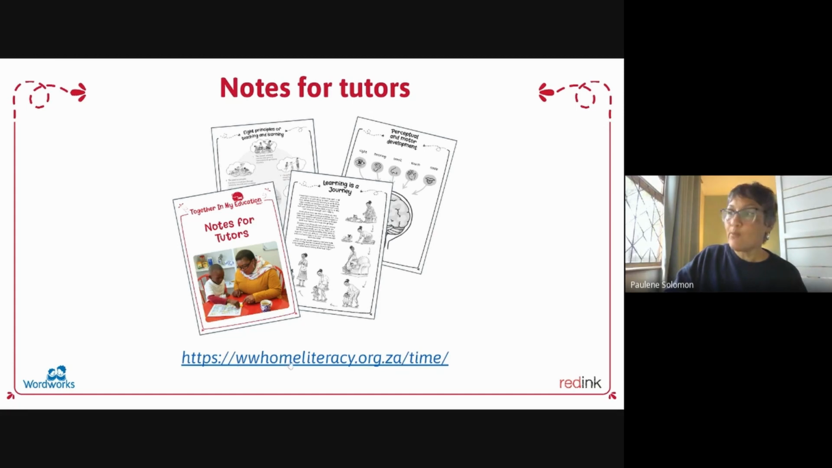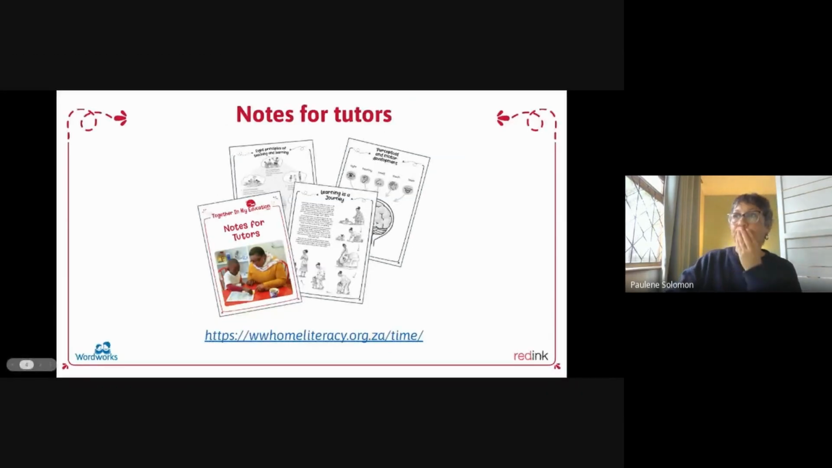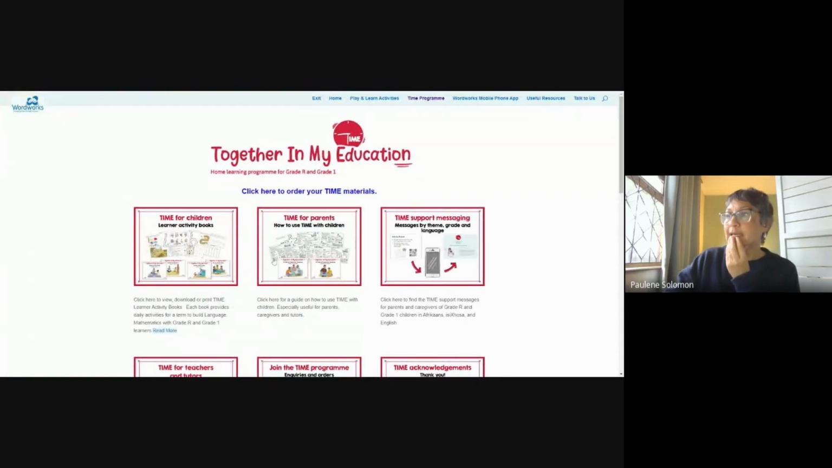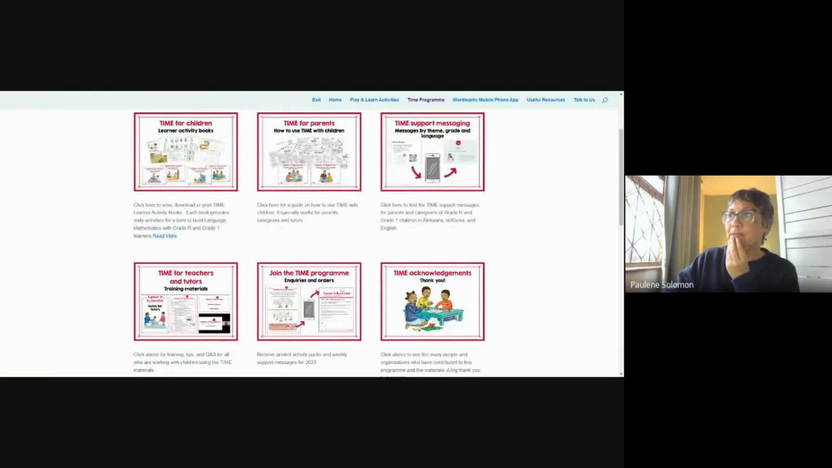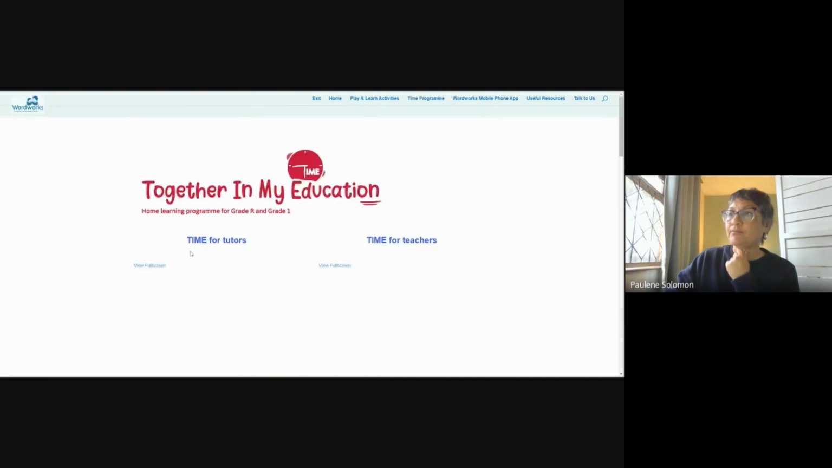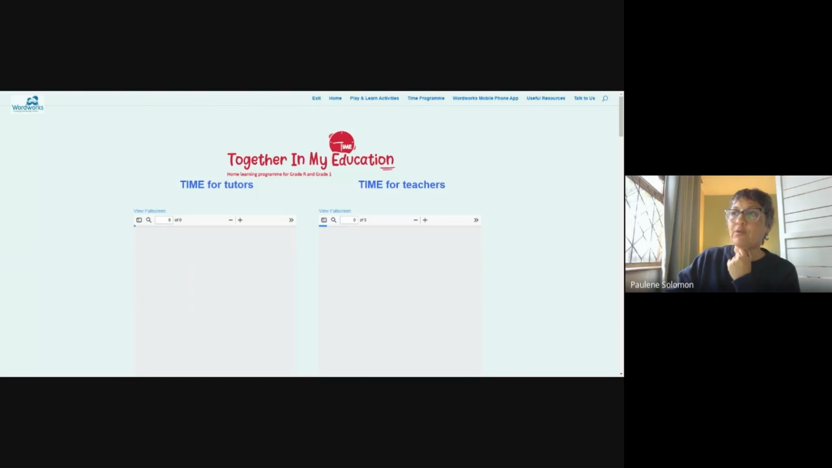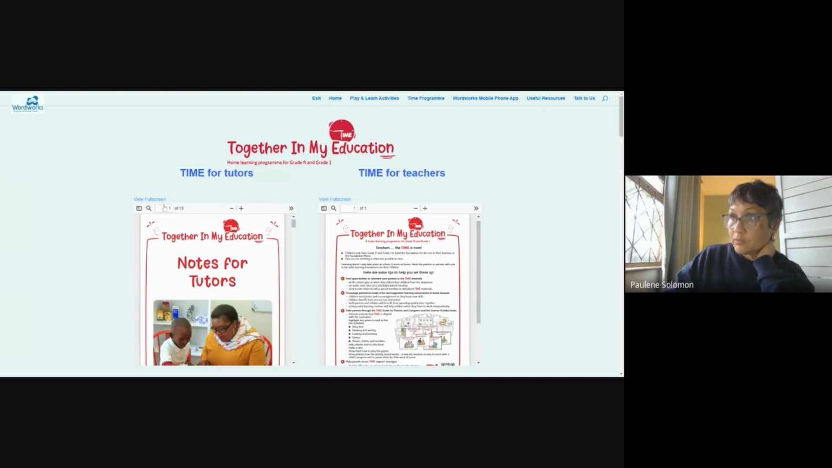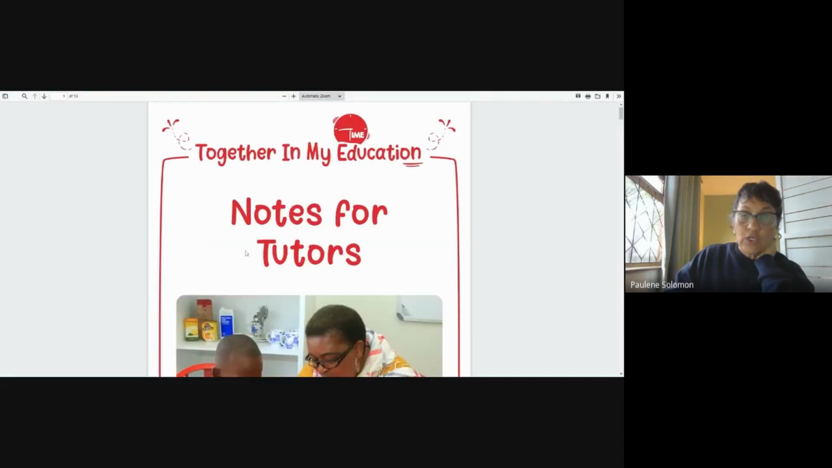So when you go to the Time website, this is where you will land. And then there's a couple of containers, but you go for the container that says Time for Tutors and Teachers. And you'll see we've got it separated there. So you go to the tutor section, and I'm just going to put this on full screen. And there it is. So these are notes that you can download.